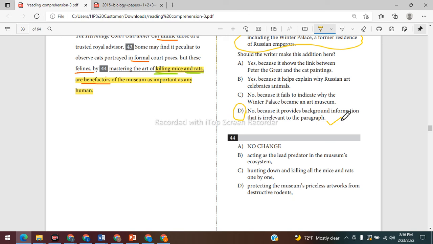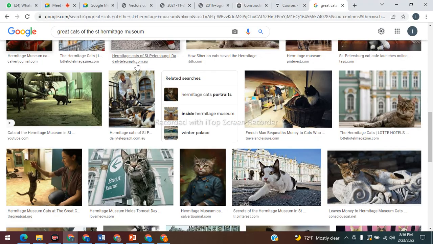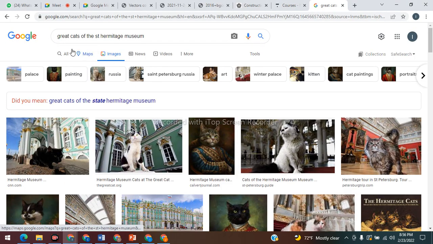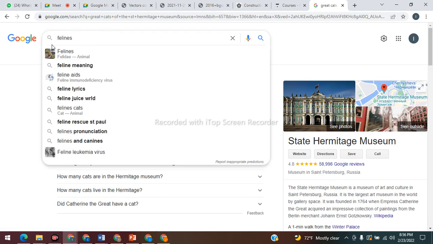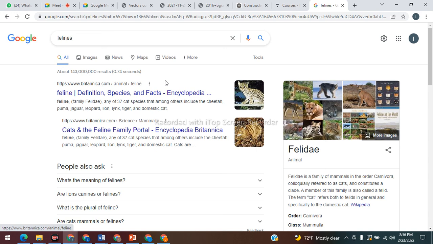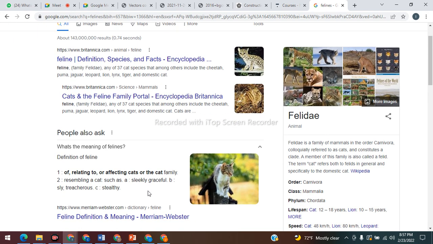All right, finally, these felines. What is felines? These words keep on coming up. What do we mean by felines? Something related to or in the family of cats. Feline is a family of mammals in the order of carnivores, colloquially referred to as cats. Okay, a cute word for the cat family. Nice.